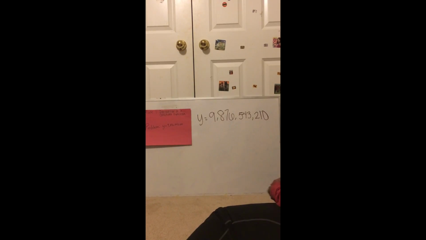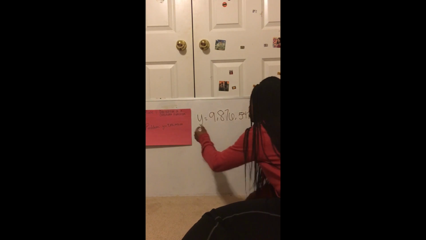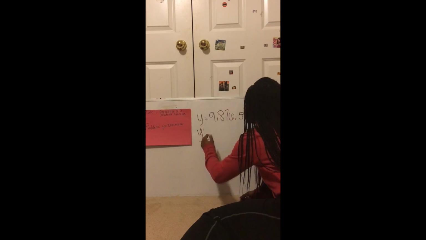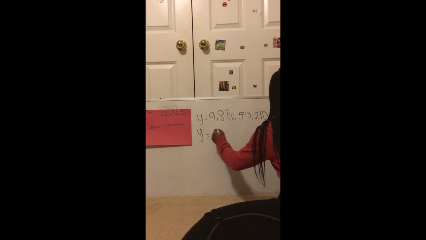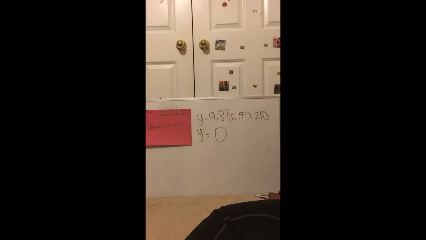So here we have rule 1, which is the derivative of a constant function. To find the derivative of a function like this, you don't have an x. So whenever you don't have an x, the derivative is automatically 0, and that's your answer.